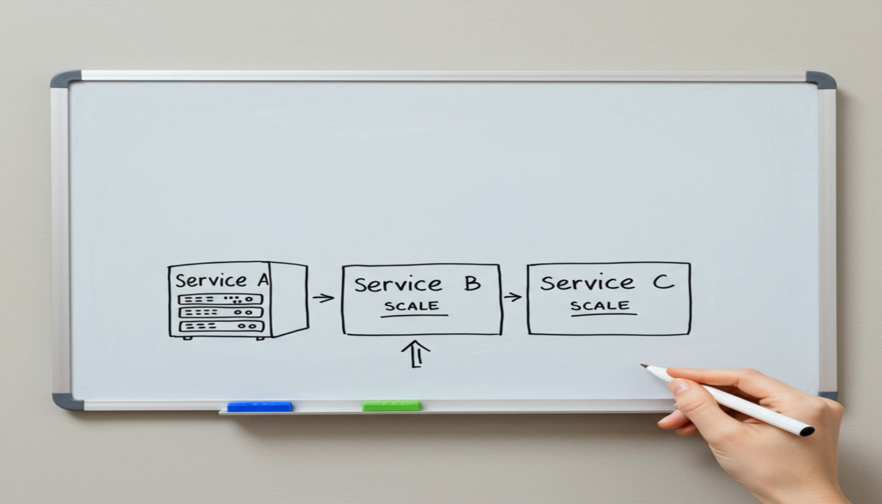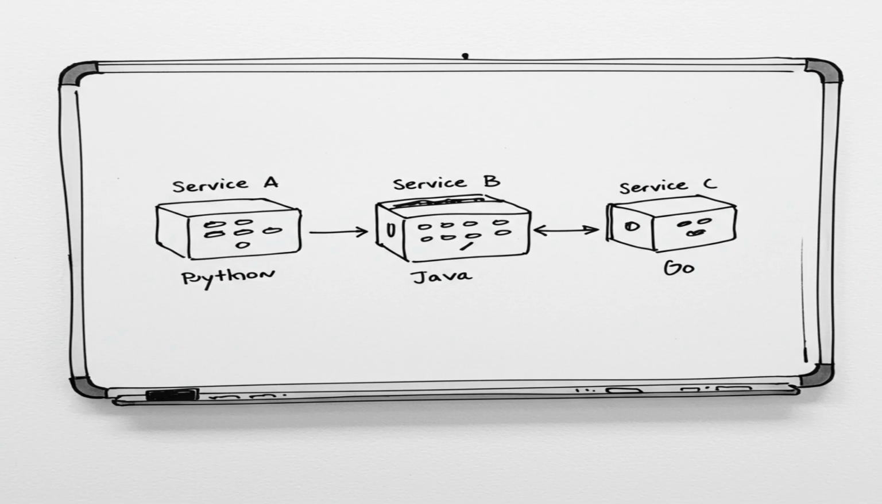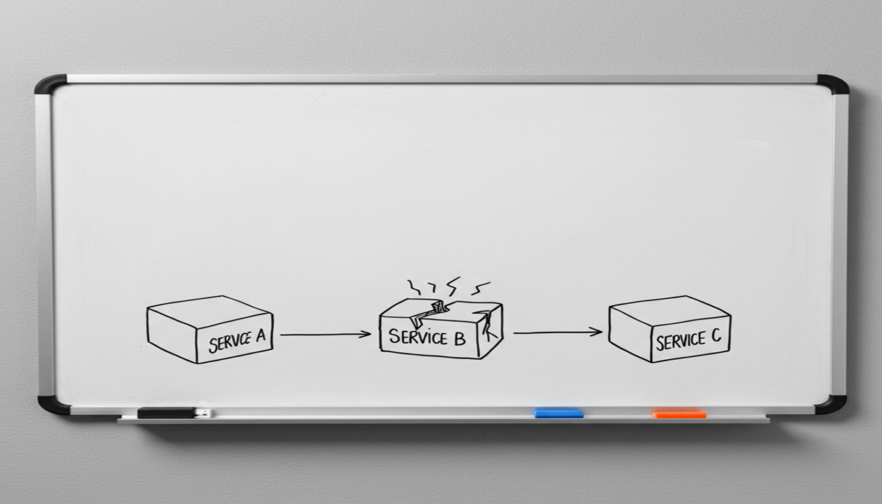A key benefit is independent scaling. If your product service is getting heavy traffic, you can scale only that service, not the entire application. Microservices embrace technology diversity. You can choose the best programming language and framework for each specific service. They offer greater resilience. If one service fails, the other services can often continue to function, preventing a full system outage.